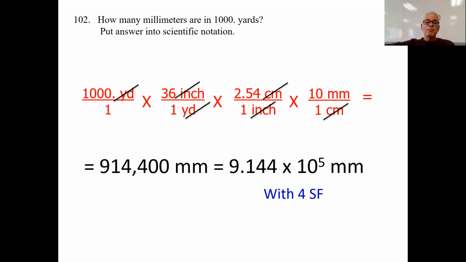We only have 4. But we have to move the decimal from the right side of that 0 back to between the 9 and the 1. And we're going to move it 5 places. So if we make the coefficient 5 places smaller, 10 times 10 times 10 times 10 times 10 smaller, we have to make the exponent go up an equivalent times 10 to the 5th.